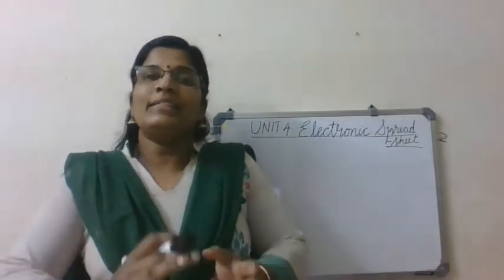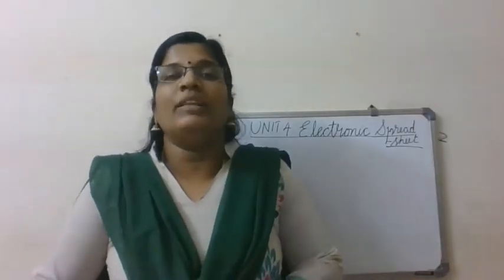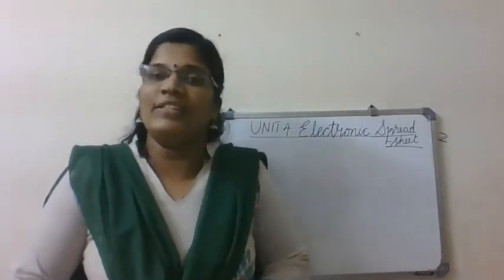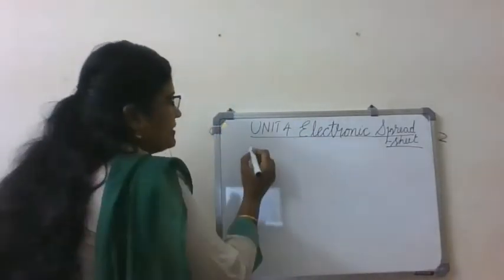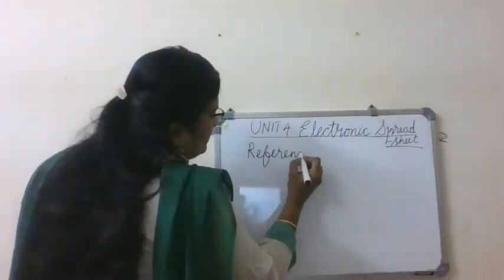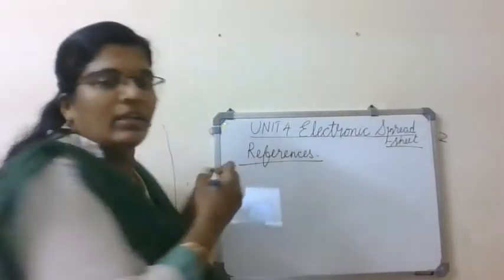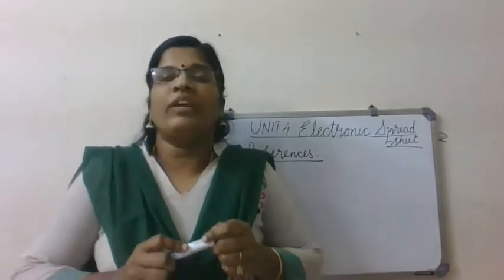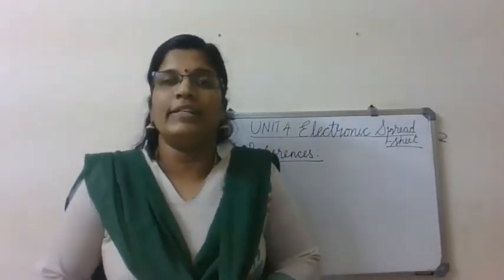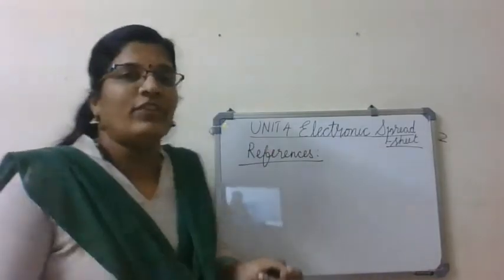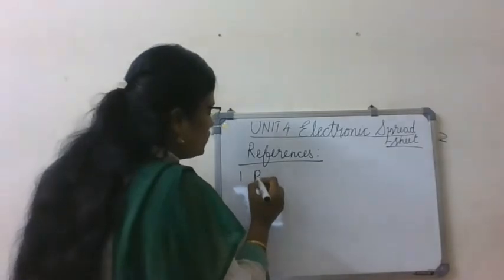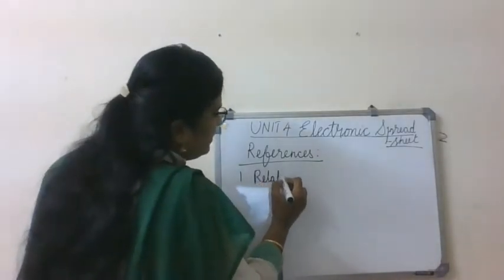That's good. In this series, the next topic, the last topic of this electronic spreadsheet unit, is called references. So we are going to study references. There are three types of references. The first one is called relative reference.